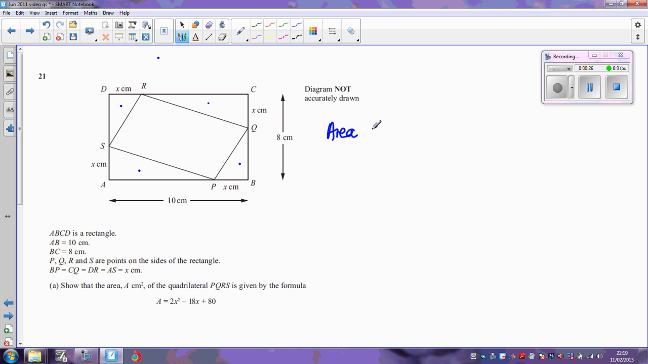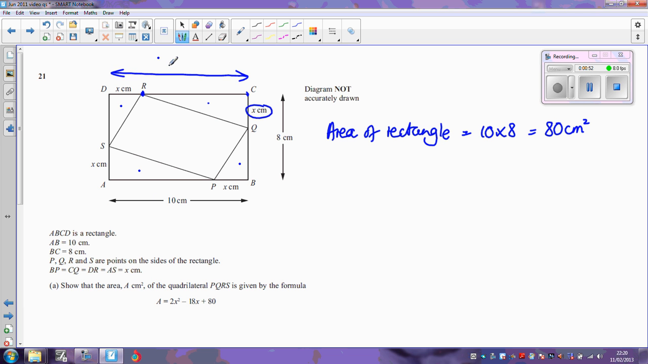outside rectangle, so the area of the rectangle, is just going to be 10 times 8, which is 80 centimeters squared. So that's relatively easy. Let's have a look at the triangles then. Now, the height of this triangle here is x, and the length of it is going to be the distance from here to here. Now, I know that it's 10 centimeters all the way across from here to here. So if that's 10 centimeters, then this bit here must just be 10 minus x.